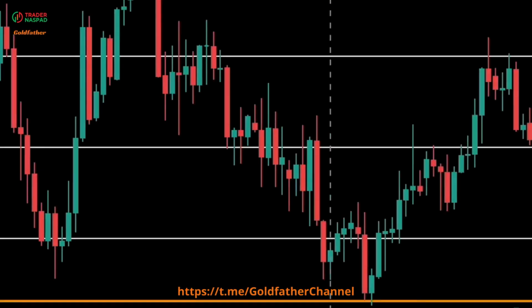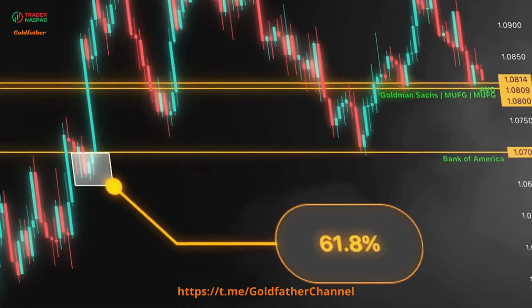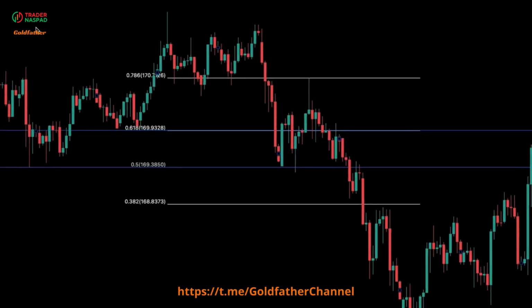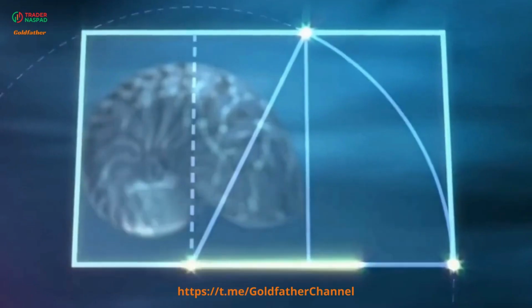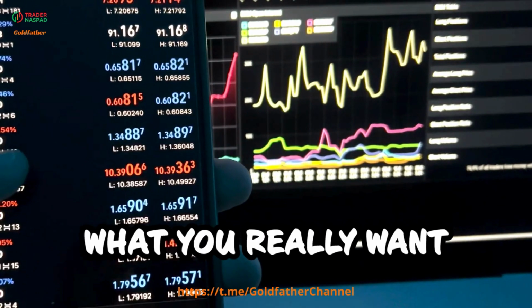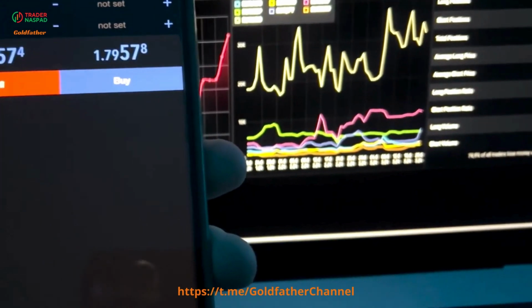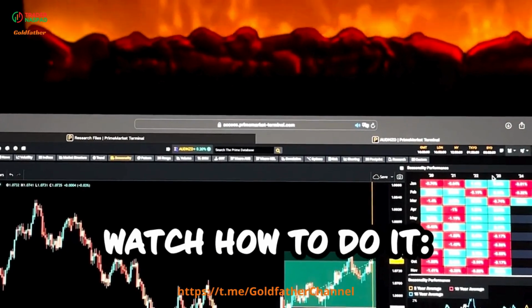Imagine being able to predict market movements as if you had a crystal ball in your hands. That's exactly what the Fibonacci indicator allows you to do, and I'm going to show you step by step how to use it. This is Leonardo Fibonacci, the creator of the Fibonacci indicator you surely know. But I know what you really want is not to know his history, but to learn how to apply his model to your trading. So take notes and watch how to do it.